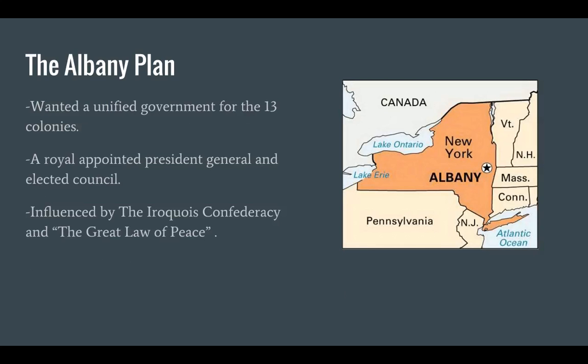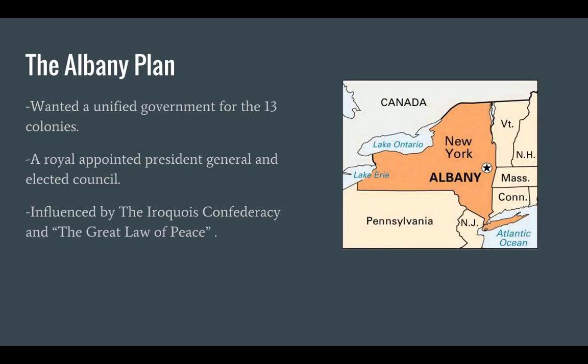So like I said, they wanted a unified government for the 13 colonies. At the time, there were different governments and different groups, but they wanted something that connected all 13 colonies together. They wanted to have a united front. So they decided to meet in July of 1754 in Albany, New York. It's now actually the capital of New York.